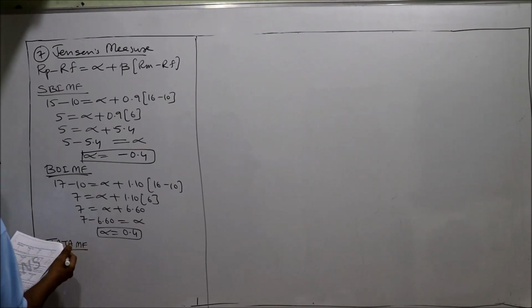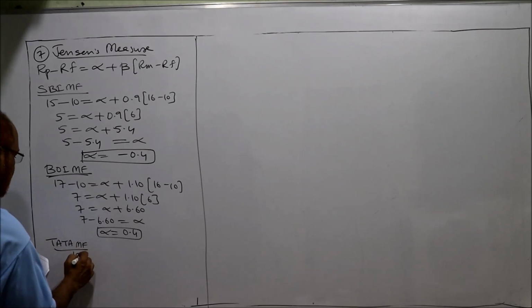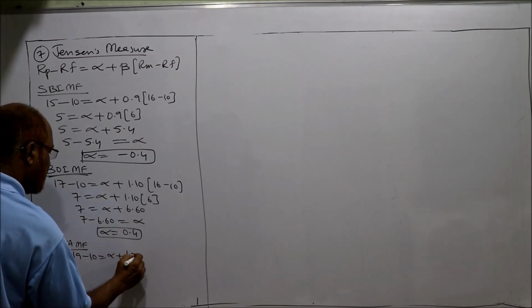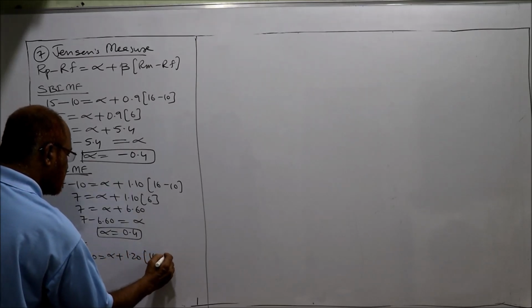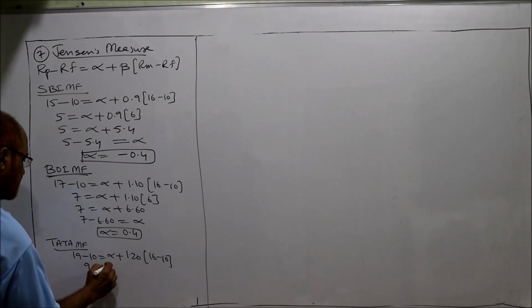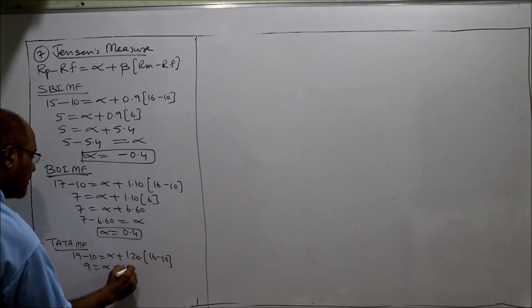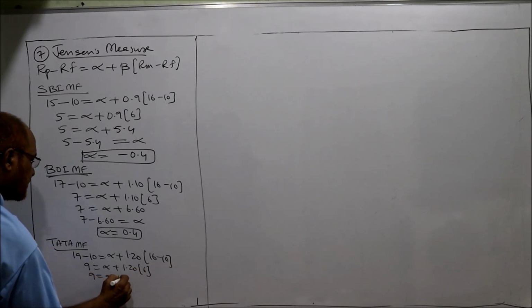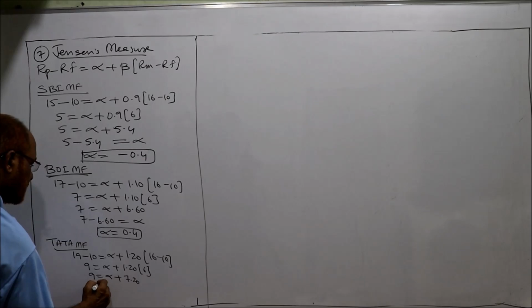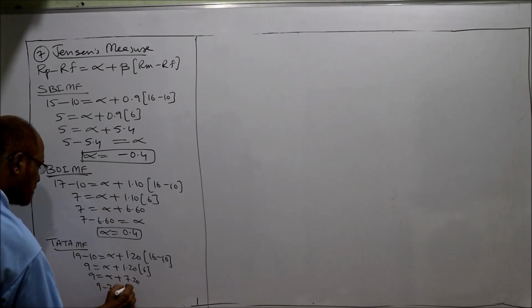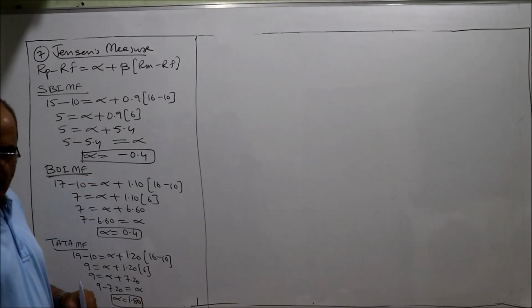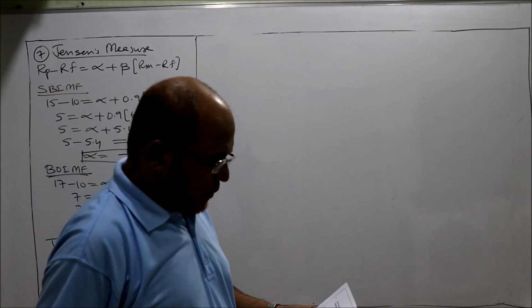Then next one is Tata mutual fund. The return on Tata is 19. 19 minus 10 is equal to alpha plus beta, 1.20, into 16 minus 10. 9 is equal to alpha plus 1.20 into 6, which is 7.20. So 9 minus 7.20 is equal to alpha. Alpha is equal to 1.8. We got alpha is equal to 1.8.